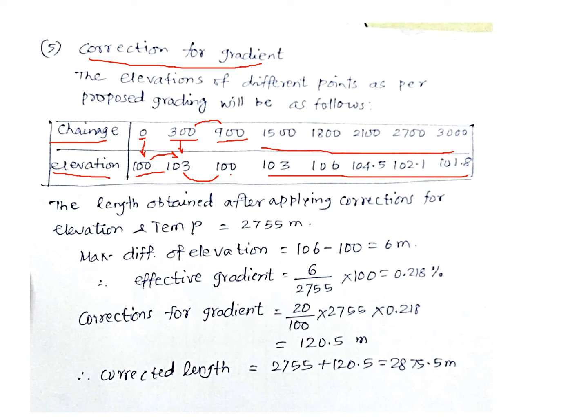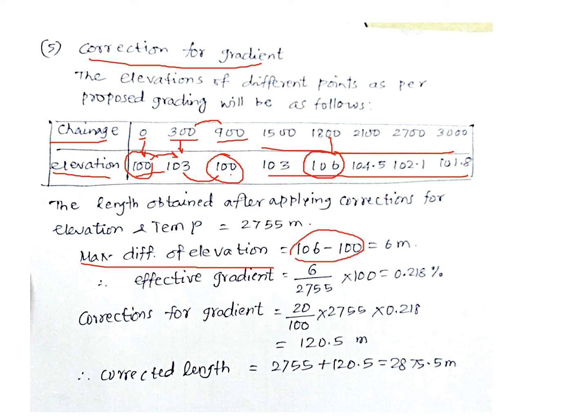After having calculated, we have to identify the maximum elevation amongst all the values. For 1800 meters the value is found to be 106, and the lowest one is 100, at the zero chainage and also at this other chainage. Which chainage it is does not matter for us, the important thing is which one is the lowest. So the maximum difference of elevation is 106 minus 100, which comes out to 6 meters.